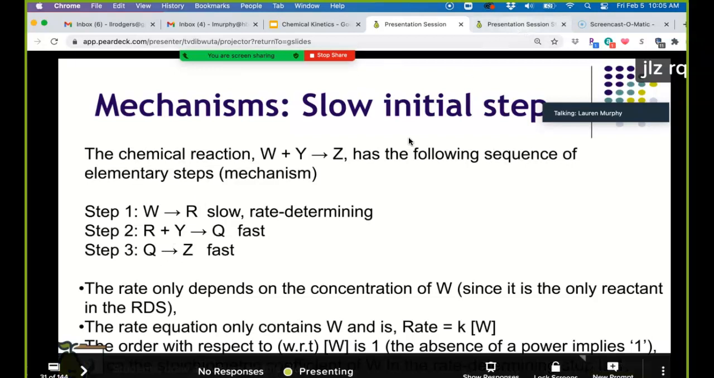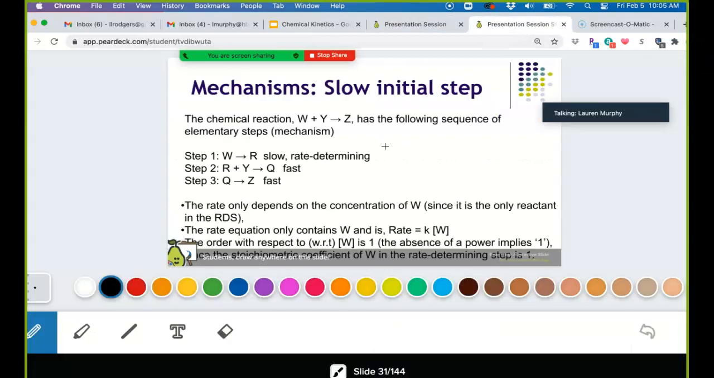And if you remember from last time, whenever you go to write a rate law, the first thing you do is write the word rate. Oh my goodness. Do over.